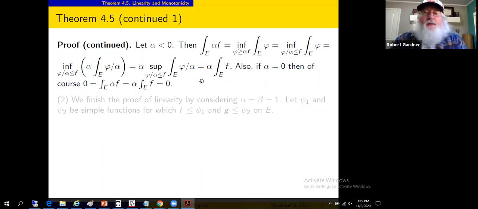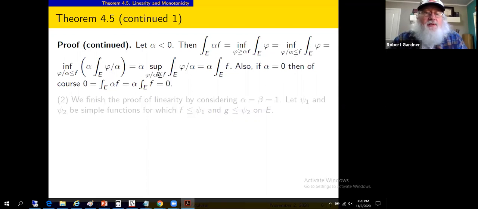Explicitly this. All right, suppose alpha is negative. Integral over E of alpha f, same way we started the other one. All right, now I'm going to divide both sides by alpha in this little inequality. But alpha is negative, that reverses the inequality, giving us phi divided by alpha is less than or equal to f. We've done the division. Okay, that's all we've done from here to here.